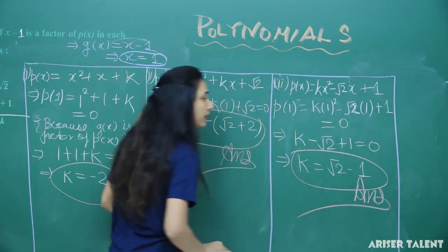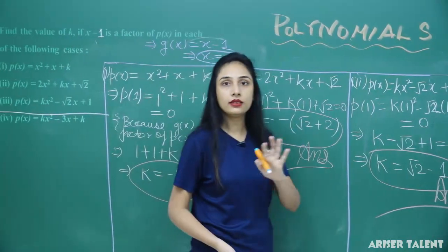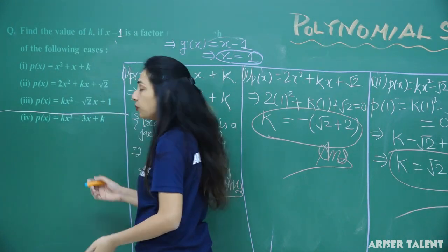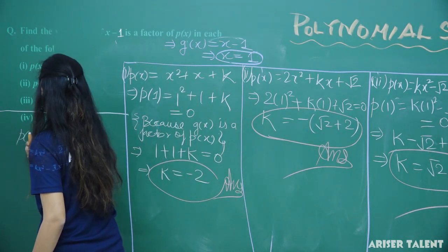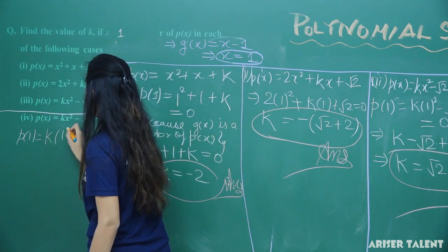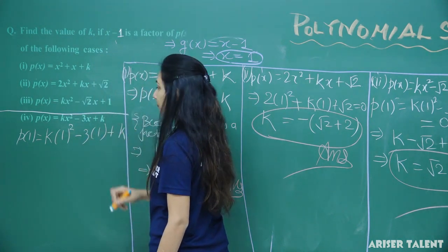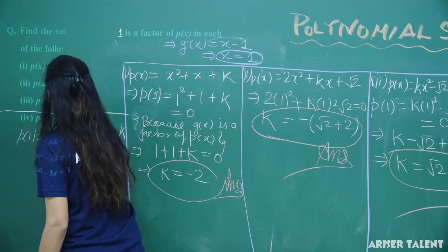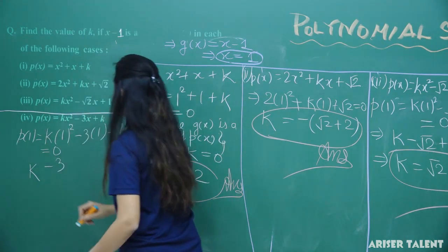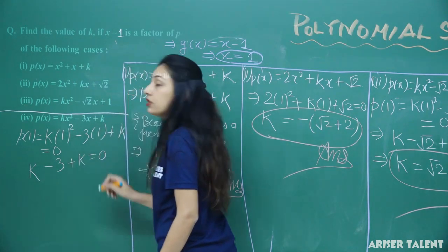Okay, so now you can understand how easy it is to calculate questions like this. So first, second and third are done. Now back to the fourth one. Again we are going to put the value as 1 here. So k·1² − 3·1 + k equals 0, that is k − 3 + k equals 0.